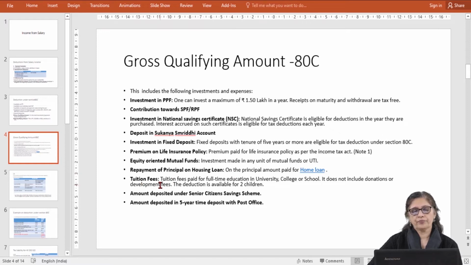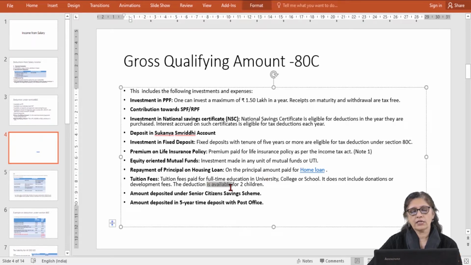Tuition fees. Tuition fees paid for full-time education in any school, college or university is also eligible for deduction under 80C, but for a maximum of 2 children. So, tuition fees paid for 2 children is eligible for deduction under 80C. It is only tuition fees. It does not include donations or any kind of capitation or development fees. There is no deduction for that.